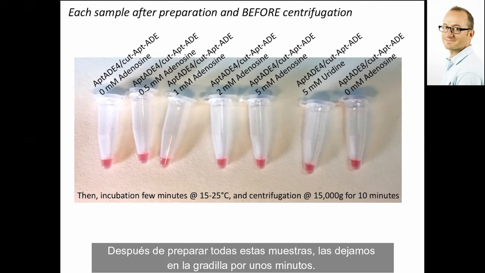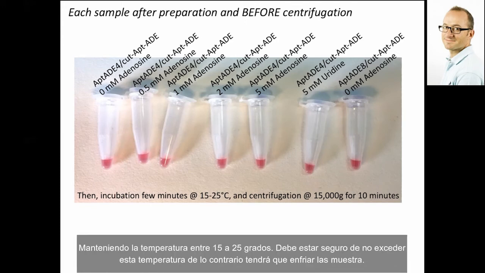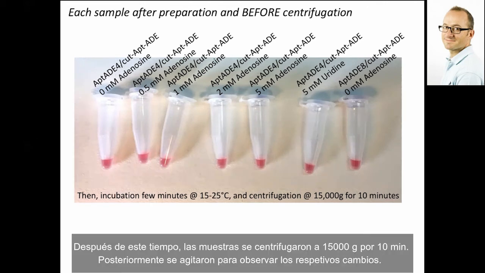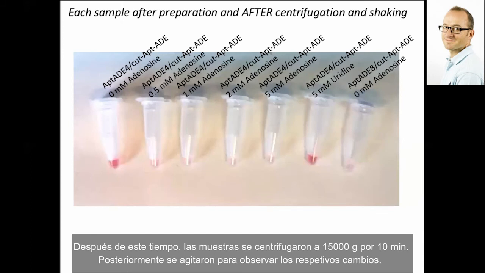After the preparation of all of these samples, you can leave them on the bench for a few minutes. Make sure the temperature is between 15 and 25 degrees and not higher. Otherwise, you will have to cool down the samples somehow. And then centrifuge the samples at 15,000 g for 10 minutes, and shake the sample to see what's going on.